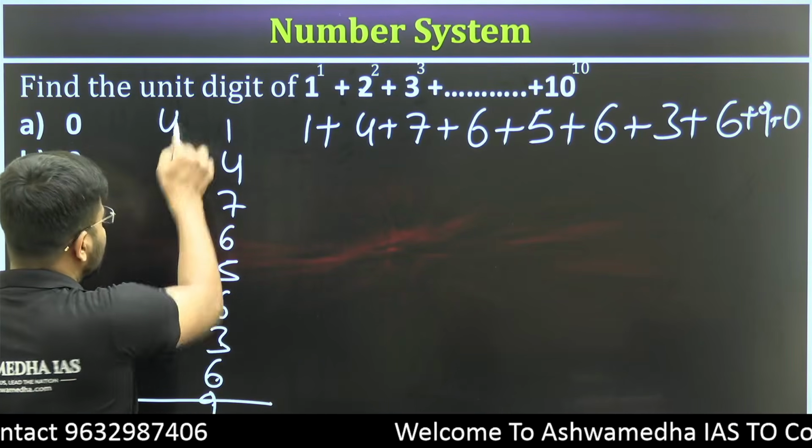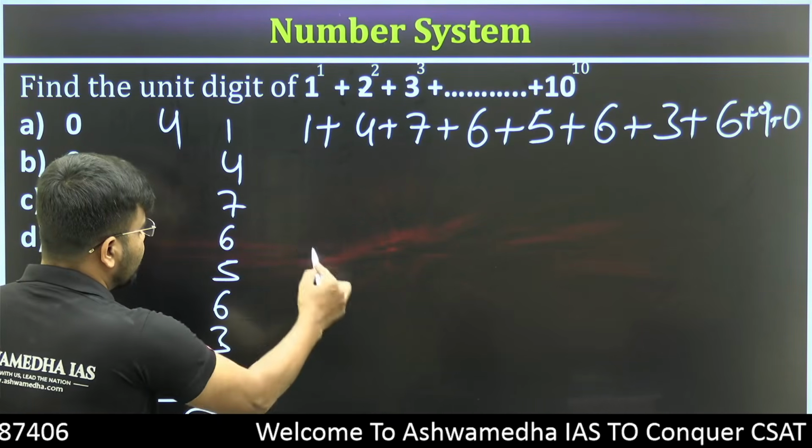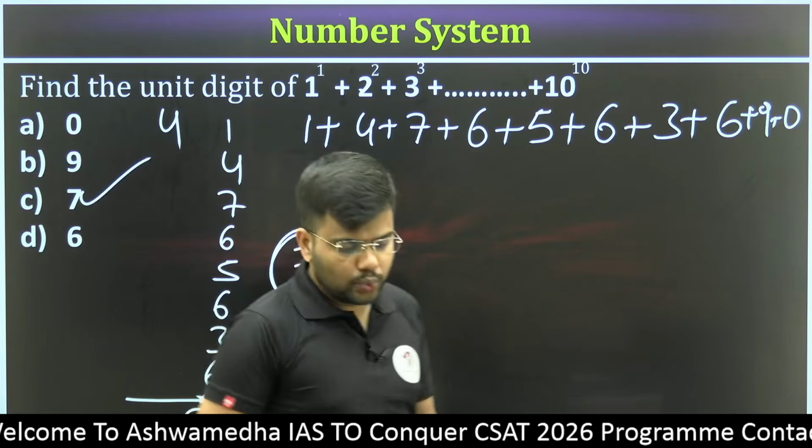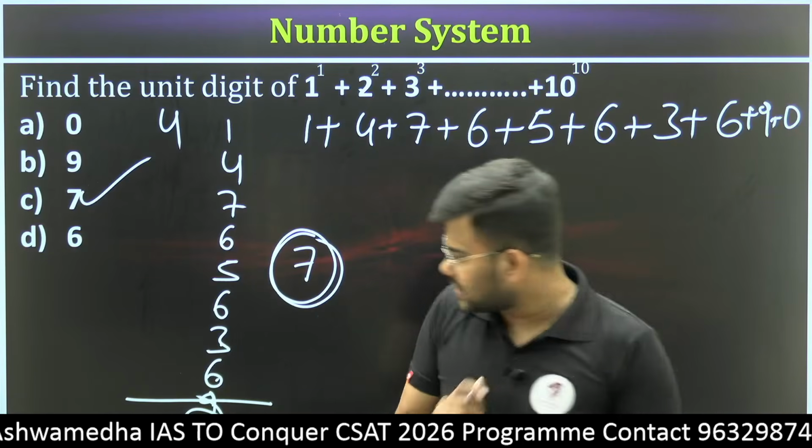7, and you will go for 4 as the carry. The unit digit would be what? 7. Just add and find the unit digit. The unit digit would be 7.